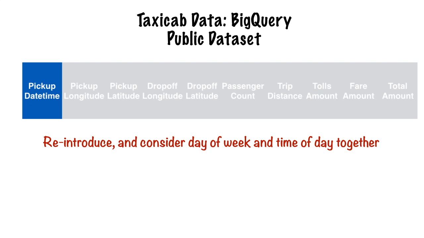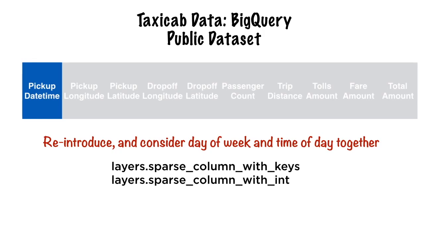While doing so, we will do something interesting. We will consider the day of the week and the time of the day together as one combined feature. That's a tuple. And along the way, we will make use of two types of layers made available to us within TensorFlow. The first is called a sparse column with keys. This is something that we will use for the day of the week. And then a sparse column with integerized features. This is what we will use for the time of the day. Finally, we will combine these using a crossed column. More on all of these terms coming up.